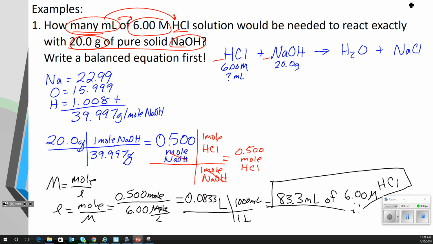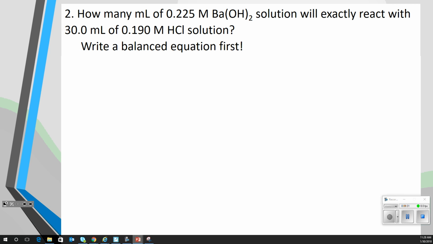Okay, we got another problem coming up. Same kind of thing going on. Again, we've got how many milliliters, so it wants to find milliliters of this. So these two are tied together. Solution will react exactly with, here I've got milliliters, but this is tied to this molarity.